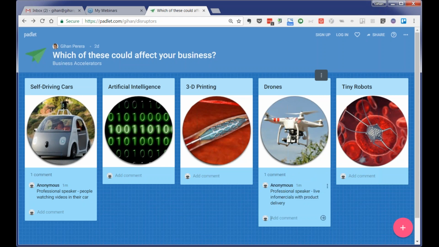Okay, so I could do an infomercial, and people buy something online, watching a video, and it gets delivered to them instantly because there's a little drone that comes along and delivers it to their house immediately. Okay, so go ahead and do that.